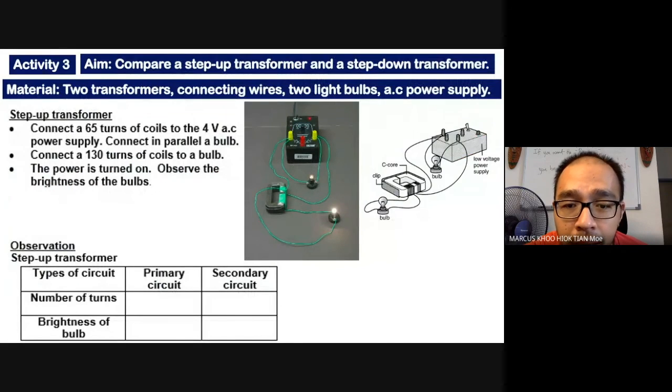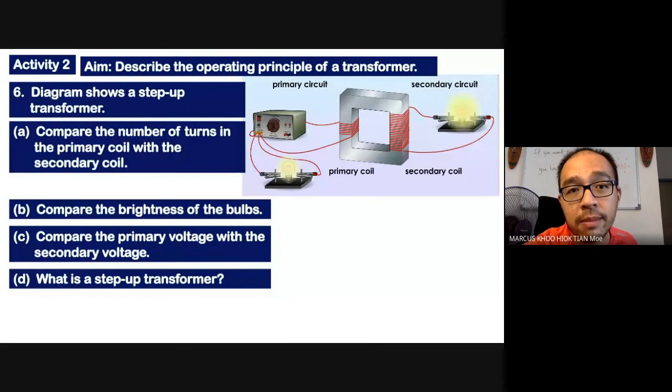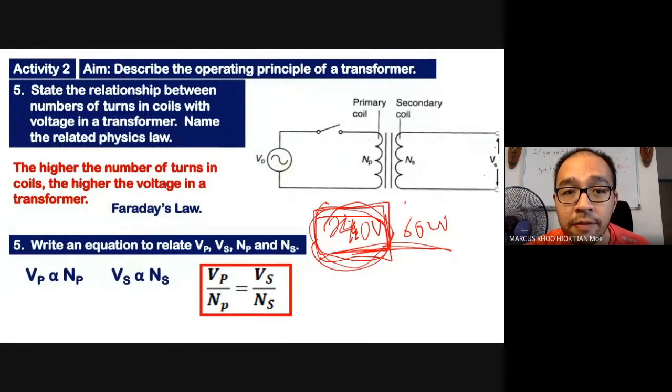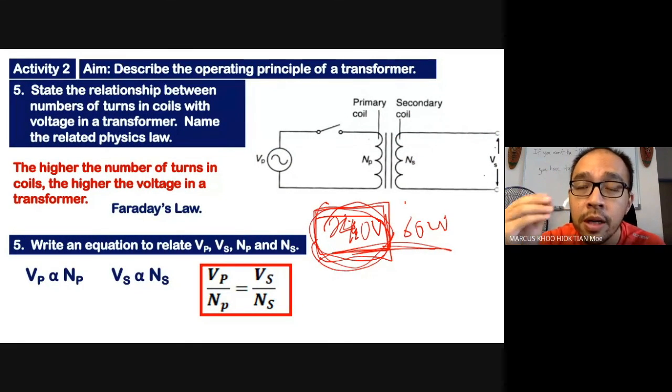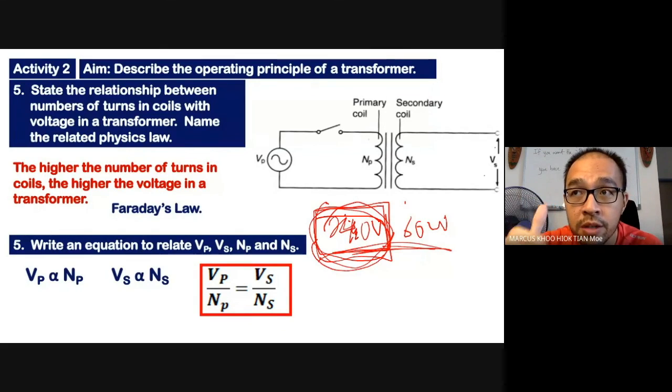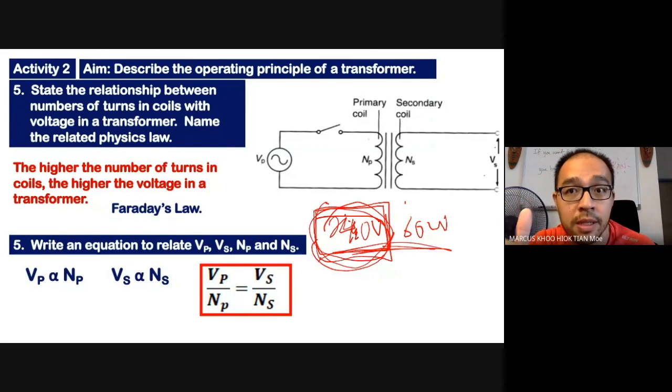Let's stop here for today. We will talk about the step-up transformer and step-down transformer in the next class. But for today, I just want you to make sure that you know this formula. Number one, I want you to know the working principle of the transformer, how it works.